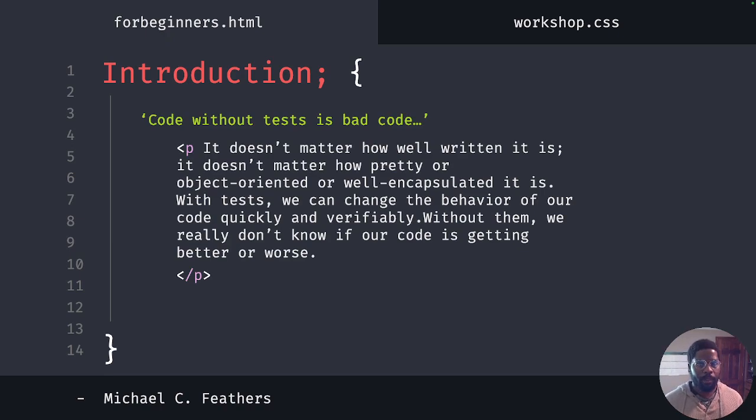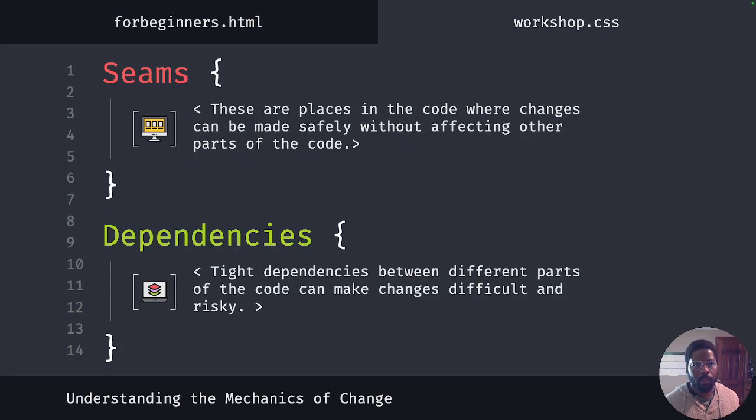So, as we see up here, code without tests is bad code. We can all read, but just in case, I'll read it for you. It does not matter how well it is written. It doesn't matter how pretty or object oriented or well encapsulated it is. With tests, we can change the behavior of our code quickly and verifiably. Without them, we really don't know if our code is getting better or worse. And that's Michael C. Feathers. He is a very big name in the software space and in the testing space. So going on to the next slide.